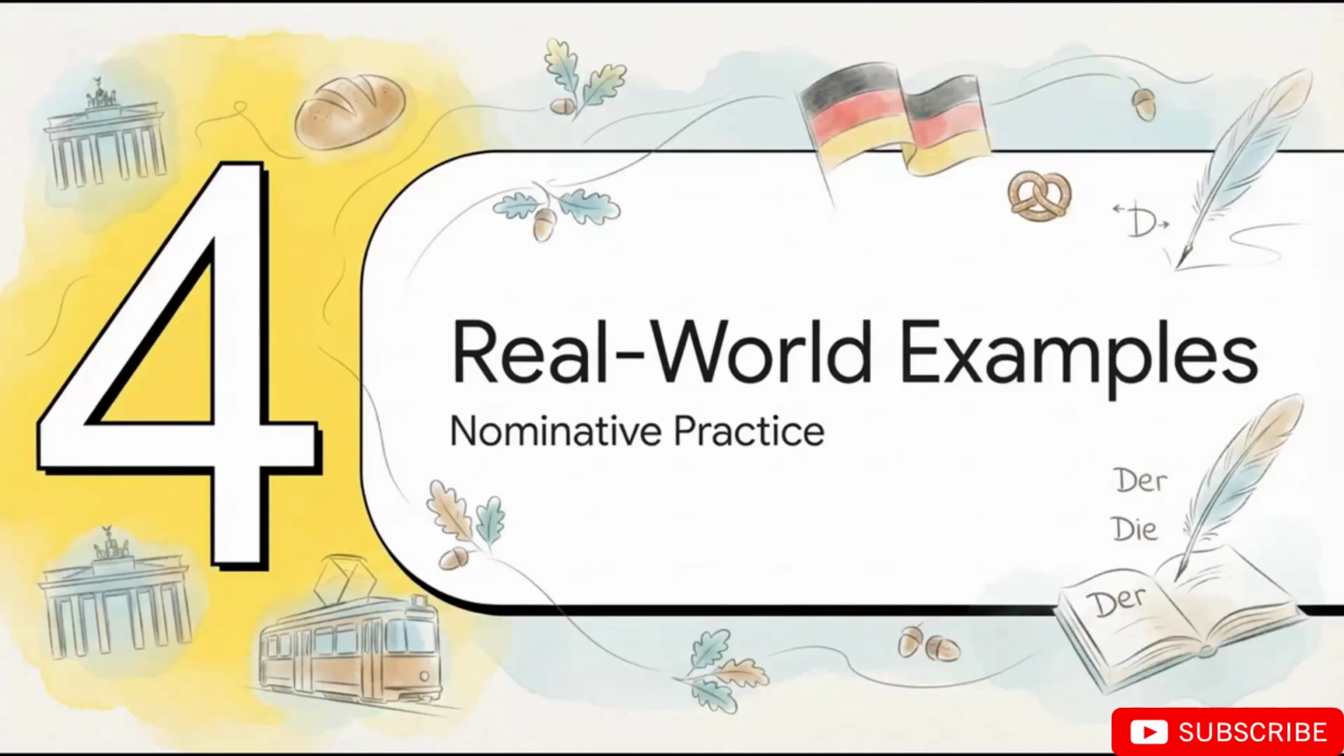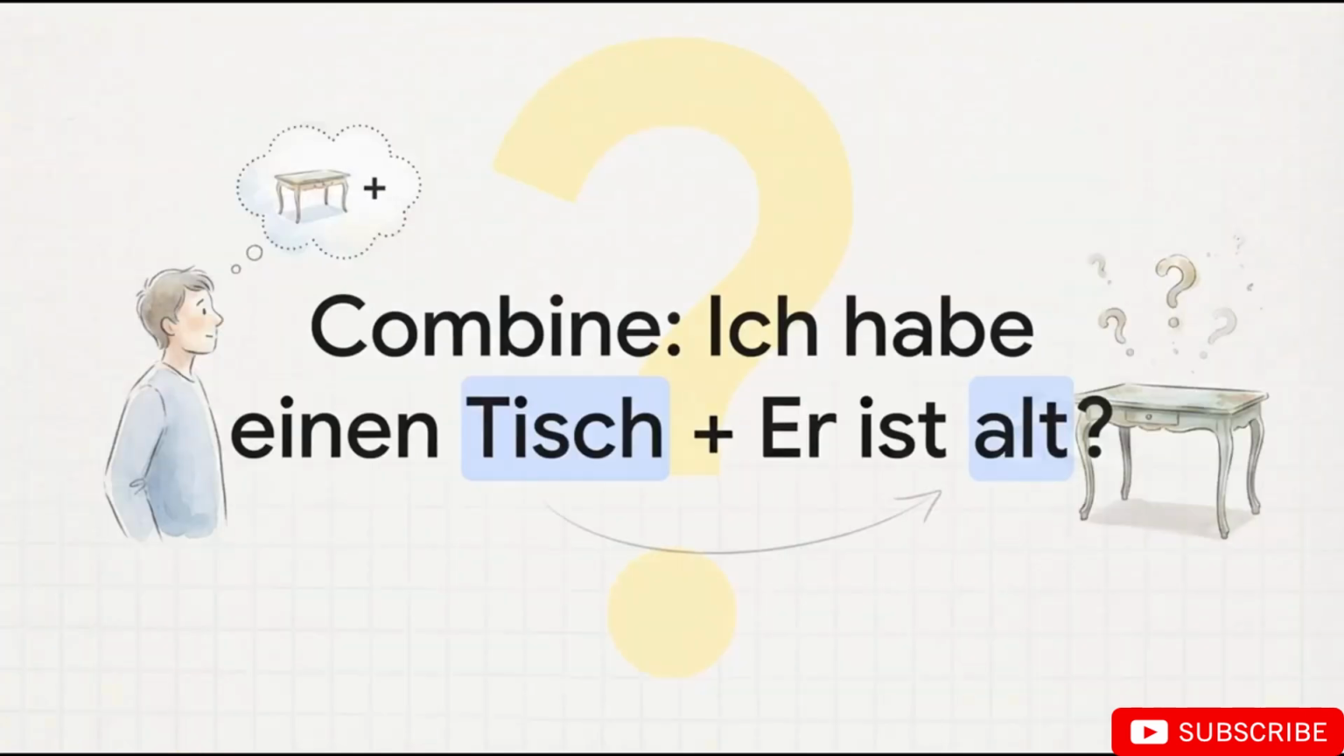All right, let's see this in action. Section 4, real-world nominative examples. Let's make this a bit interactive. Say we have 2 sentences. Ich habe einen Tisch and ist alt. The noun we want to describe is the masculine word Tisch. How would you combine these into one fluid sentence using a relative clause? Take a second, think about the pronoun you need, and remember where that verb goes.